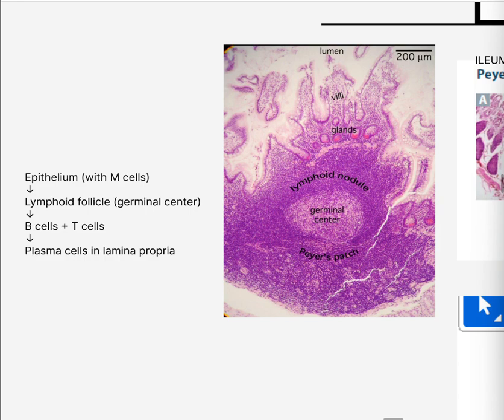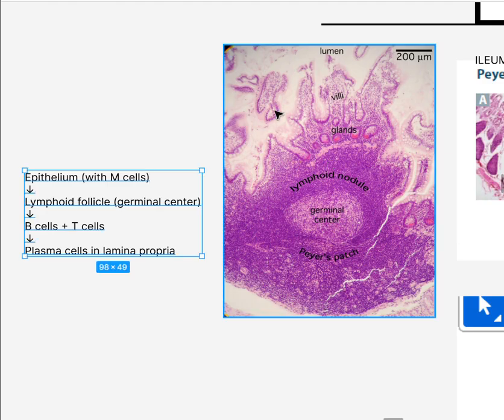So these are specialized epithelial cells. The epithelium with these M cells is made of specialized cells. What happens is this M cell samples any lumen antigen. So in the lumen, any antigen comes up, and this M cell samples the antigen of the bacteria or virus, and then delivers it to the immune cells below in the germinal center. So here we have the immune cells, the B cells and T cells.